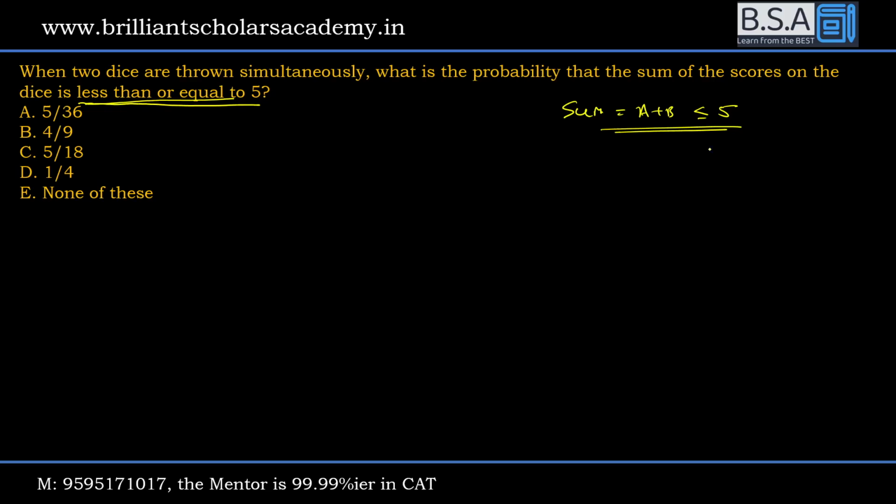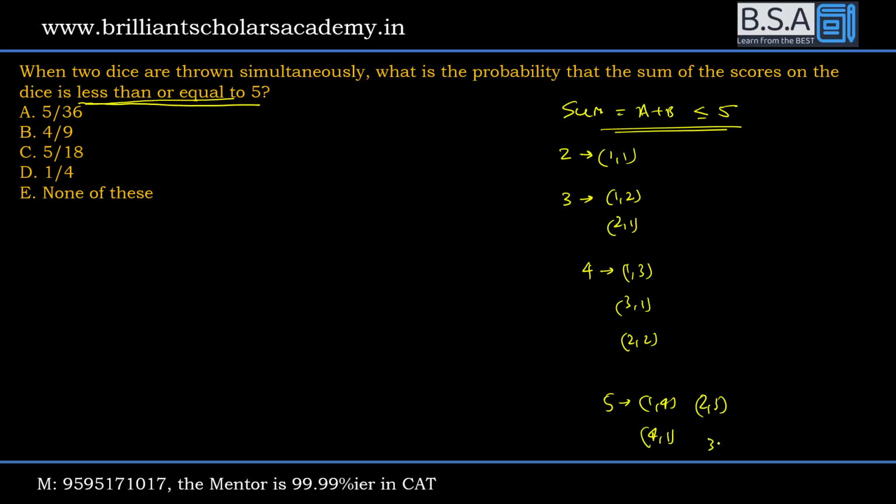देखो, smallest addition can be 2. 2 बनाने का एक ही तरीका है 1,1. Addition can be 3. 3 बनाने के दो तरीके हैं 1, 2 and 2, 1. Addition can be 4. 4 कैसे बन सकता है 1, 3, 3, 1 and 2, 2. 5 कैसे बन सकता है 1, 4, 4, 1, 2, 3, 3, 2.